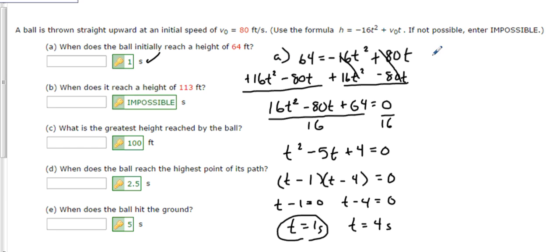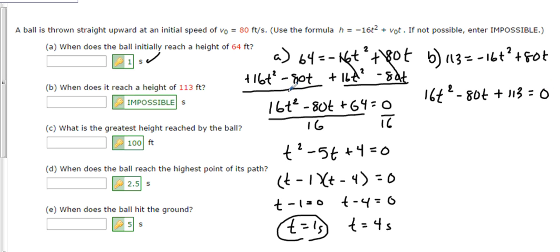All right, let's look at B. We're going to try to squeeze it in here on the right. It says, when does the ball reach a height of 113 feet? So let's plug in 113 for H. And I'm going to say that's equal to negative 16t squared plus 80t. We're going to do the same thing that we did before. I'm not going to write everything out. When we move negative 16t squared to the left, it becomes positive 16t squared. When we move 80t to the left, it becomes negative 80t. We also have plus 113, and we know that the right side is going to be 0.